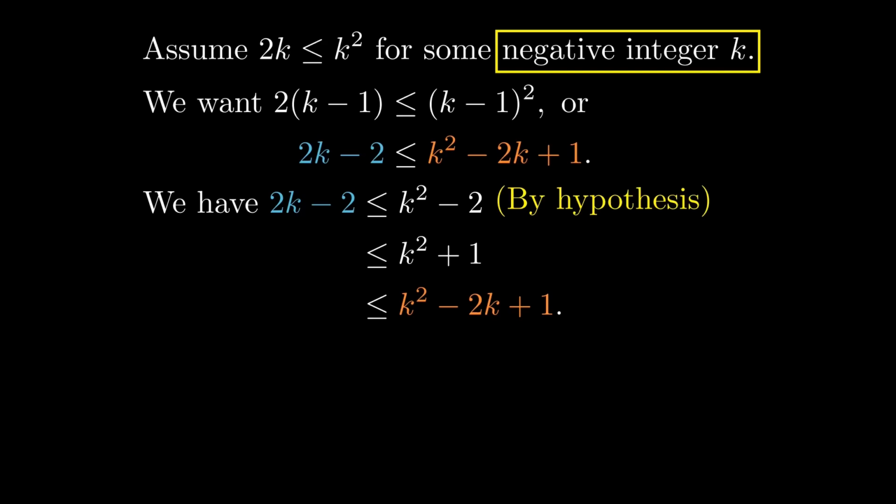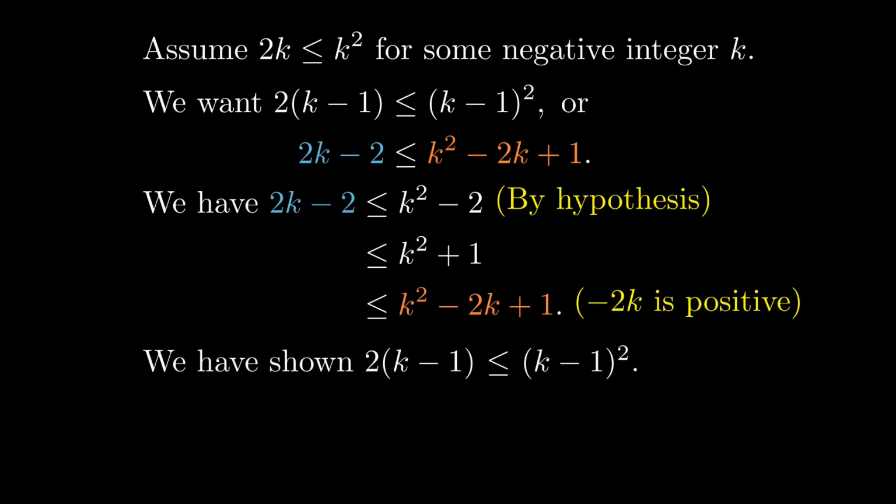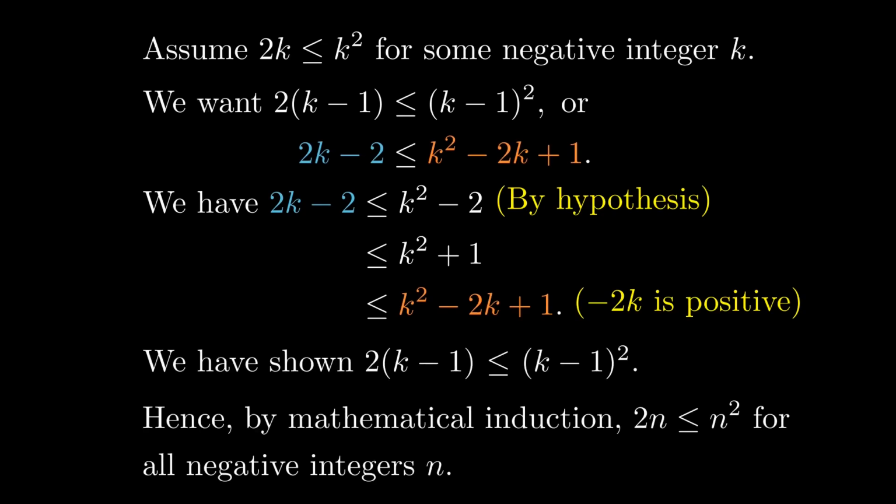As we learned way back then, a negative times a negative is a positive. So deceptively, minus 2k here is actually adding a positive number. Nice. Now we've shown by mathematical induction that 2n is less than or equal to n squared for all negative integers n.